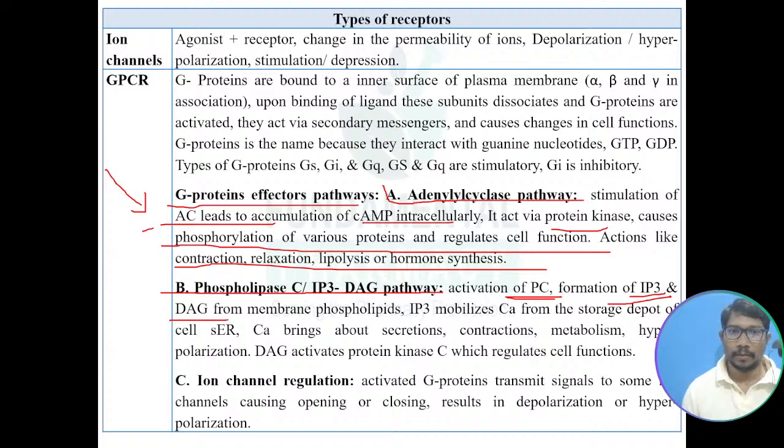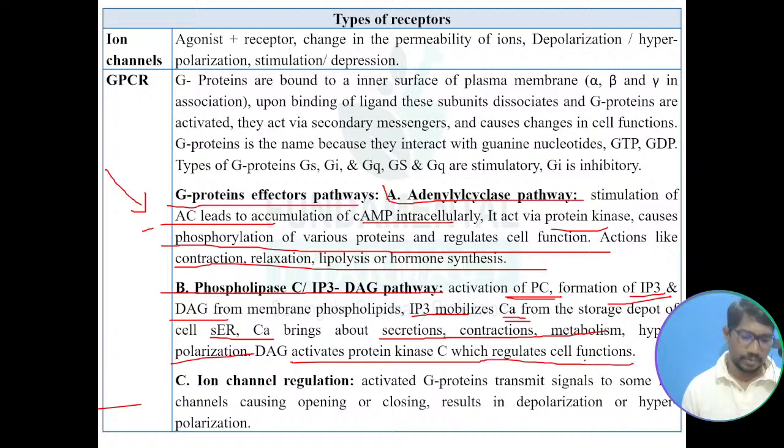Now, the inositol triphosphate will mobilize the calcium ions from the smooth endoplasmic reticulum, and it will free the calcium, so that the intracellular level of calcium will be increased, which will bring about secretion from endocrine glands, exocrine glands, contraction of muscle, metabolism, hyperpolarization. It will also act on ion channels. Diacylglycerol activates the protein kinase C, which ultimately regulates the cell function.